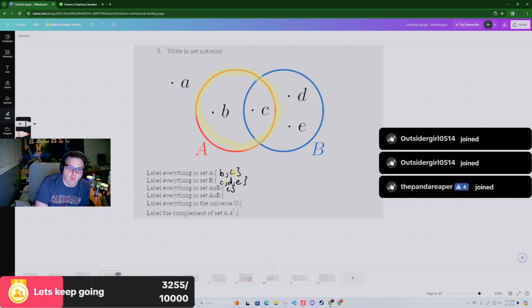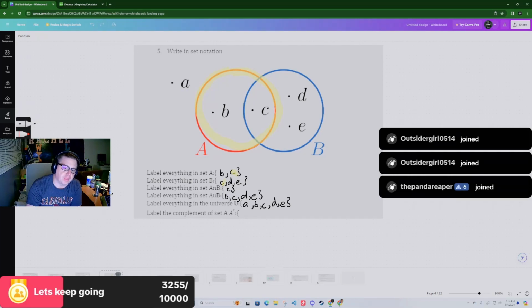And then if you do an OR, what you're going to do is combine these. So we have B, we have C. We already have C written, so we don't need to write it twice. But then we're also going to add D and E. Label everything in the universe. So that's everything on our page. So now we have A, B, C, D, and E. That's everything. And when we say everything, we're talking about the dots.